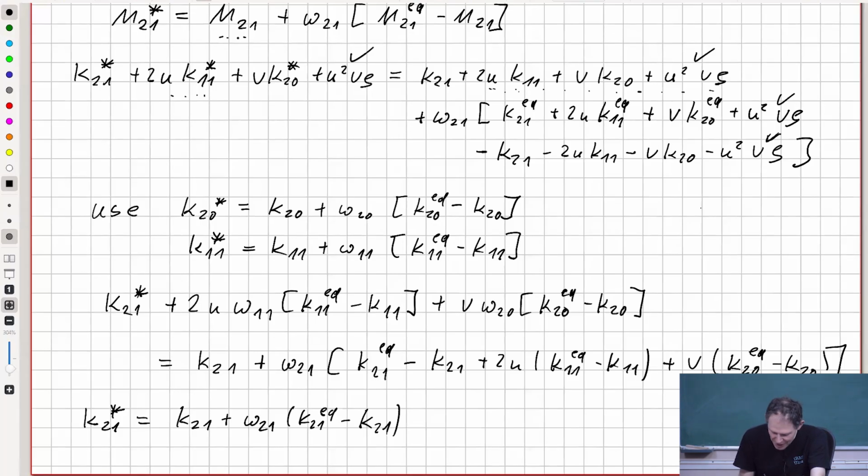So okay, this is what we would expect, right? This would be the Lagrange frame. If we did it in the Lagrange frame, we would get this. However, there's something left, and the thing that is left is u times omega 2 1 minus omega 1 1.